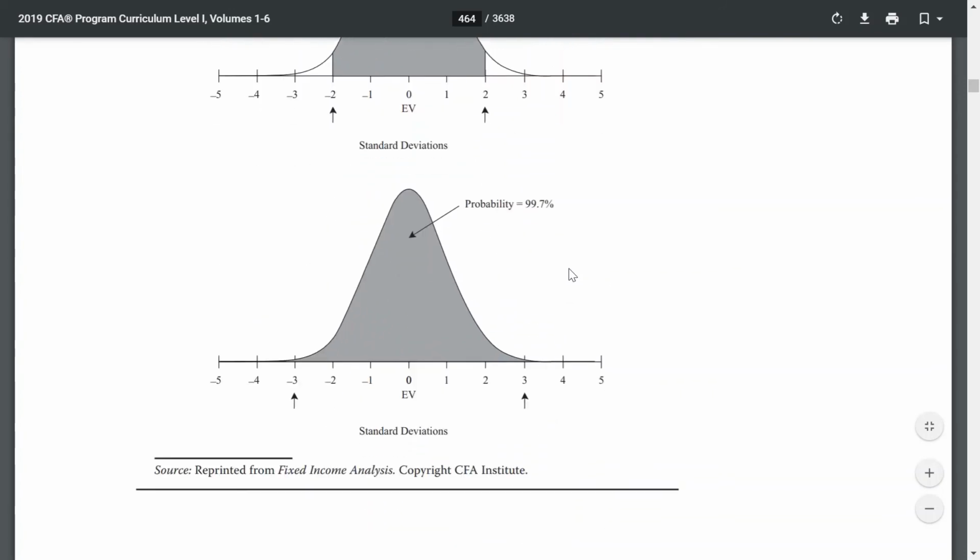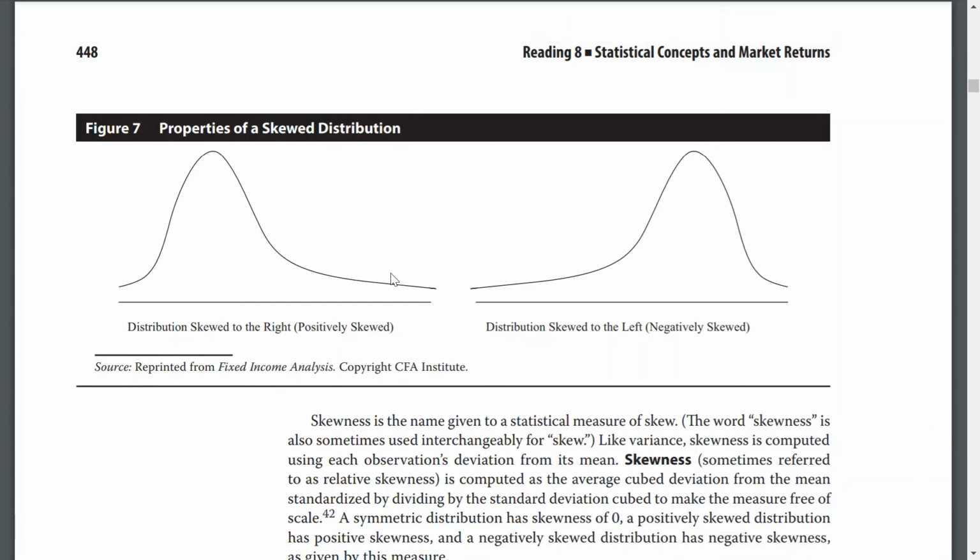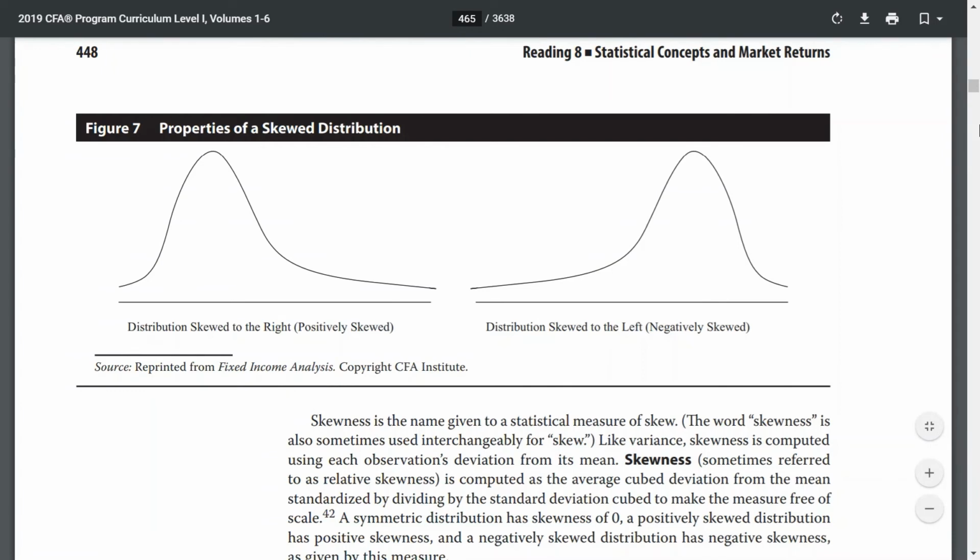Okay. Figure 7, properties of skewed distributions. So this one shows a positively skewed distribution. The right tail is longer, therefore that's positively skewed. And this one right here is negatively skewed because the tail at the left hand side is longer than where the mean is.